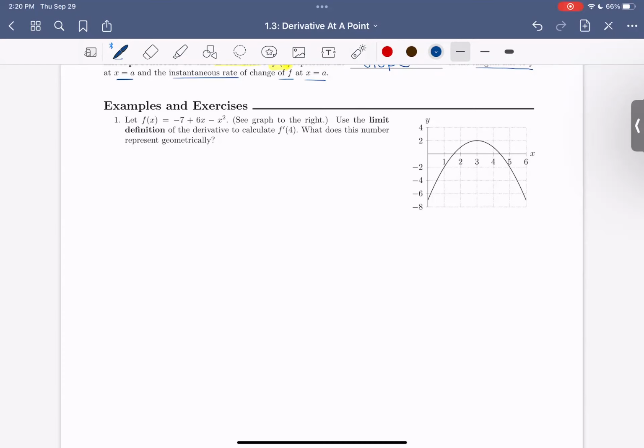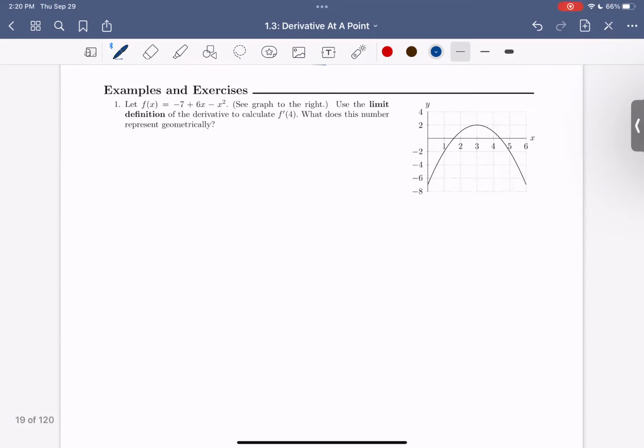And remember, before continuing this video, make sure you've had an opportunity to look at this example and exercise number 1 on your own first. Try to get as far as you can on a solution. And when you're ready, continue watching.